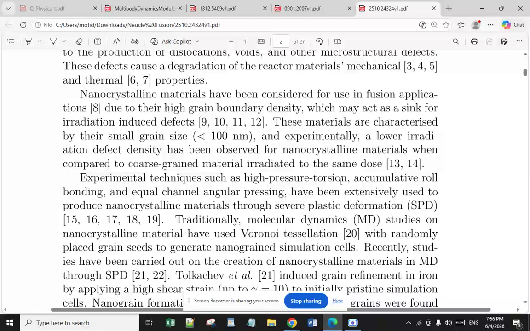Nanocrystalline materials have been considered for use in fusion applications due to their high grain boundary density, which may act as a sink for radiation-induced effects. These materials are characterized by their small grain size, less than 100 nanometers, and experimentally a lower irradiation defect density has been observed for nanocrystalline materials when compared to coarse grain materials irradiated to the same dose.